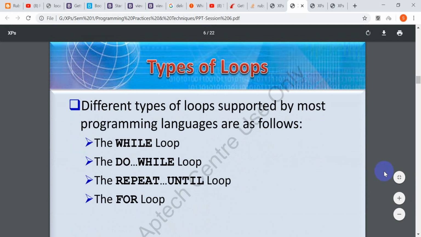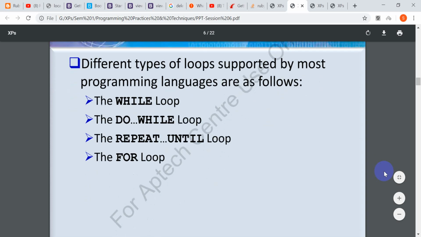So we have different types of loops, of course. We have different types of loops supported by most programming languages, as follows: we have the while loop, the do while loop, the repeat until loop, and then the for loop. Let's see what they are.